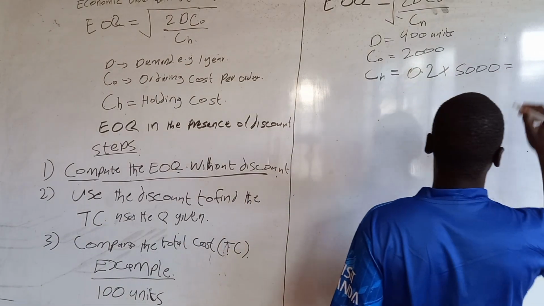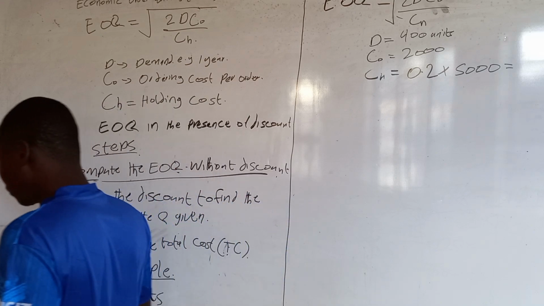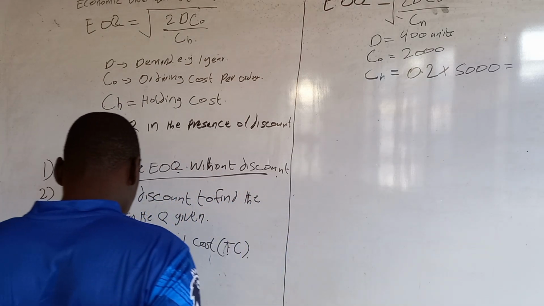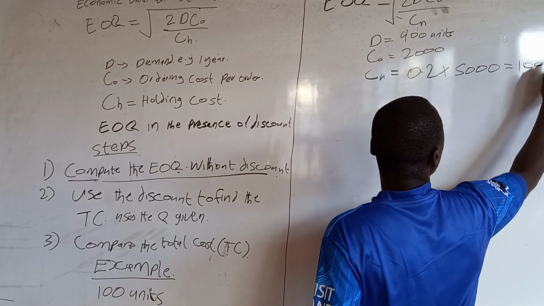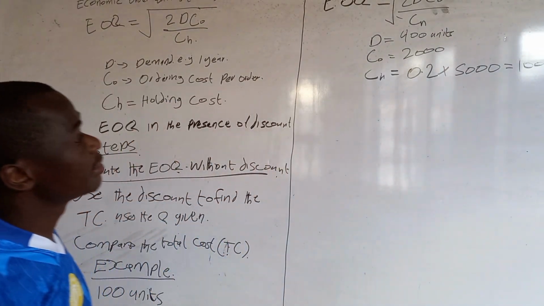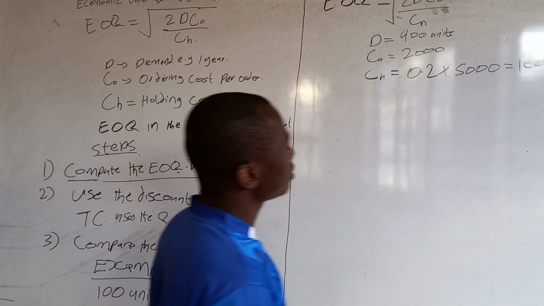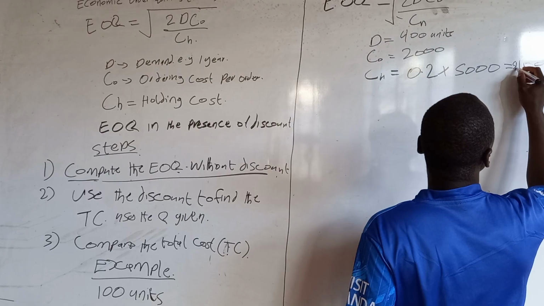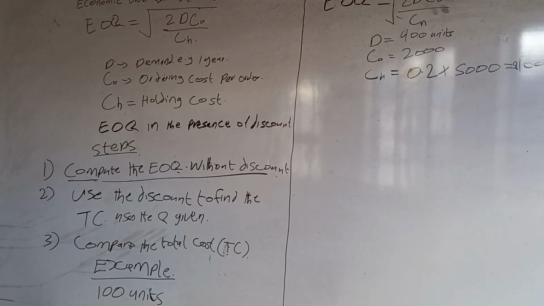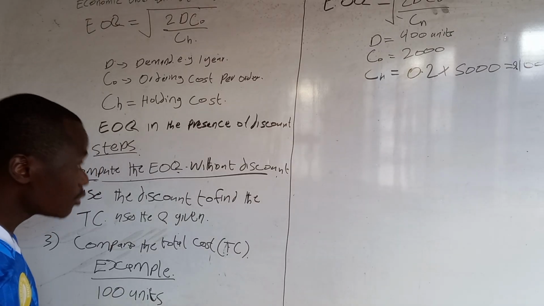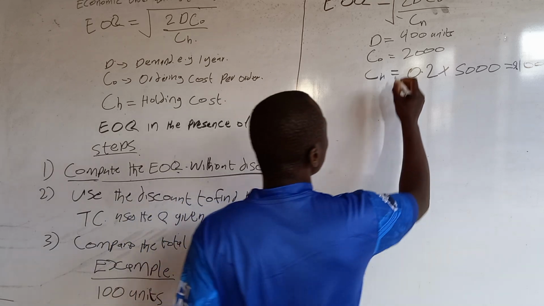Therefore, we'll be having 20% of that is 1,000. We have 1,000. Okay? That is 1,000 shillings. This is shillings. Do not forget to write the units or shillings, whatever it is. So this one was also shillings.